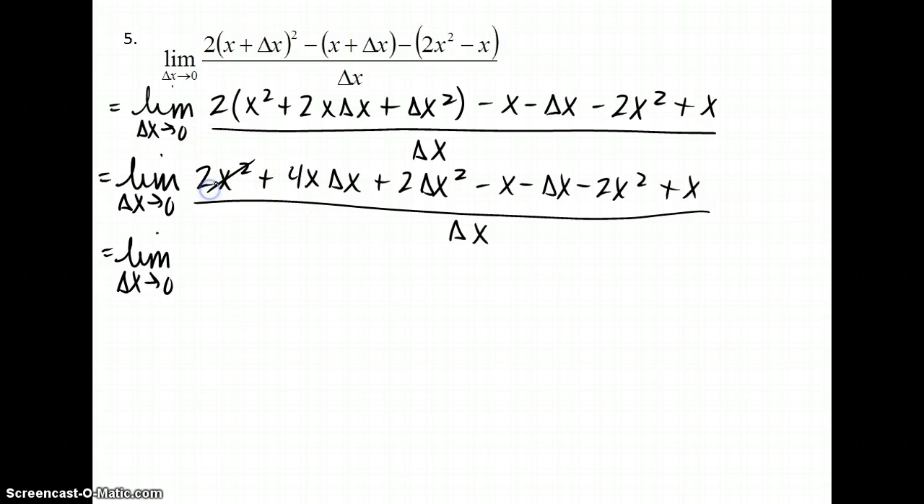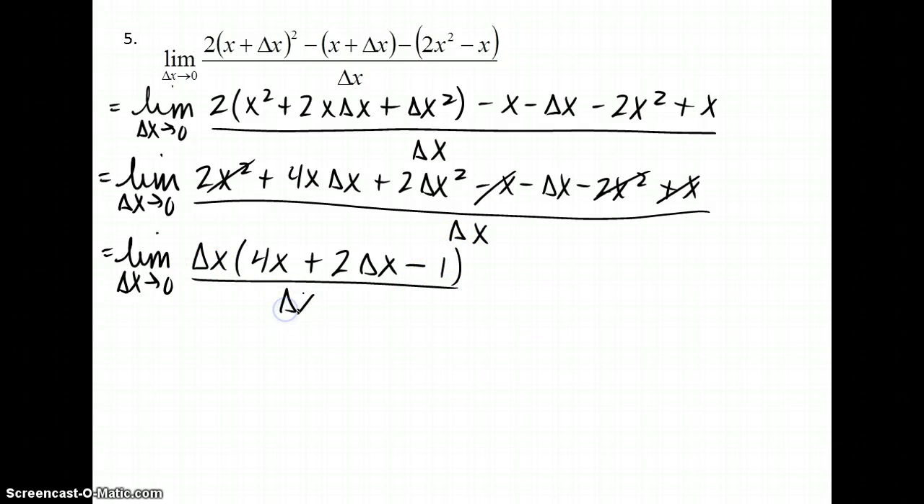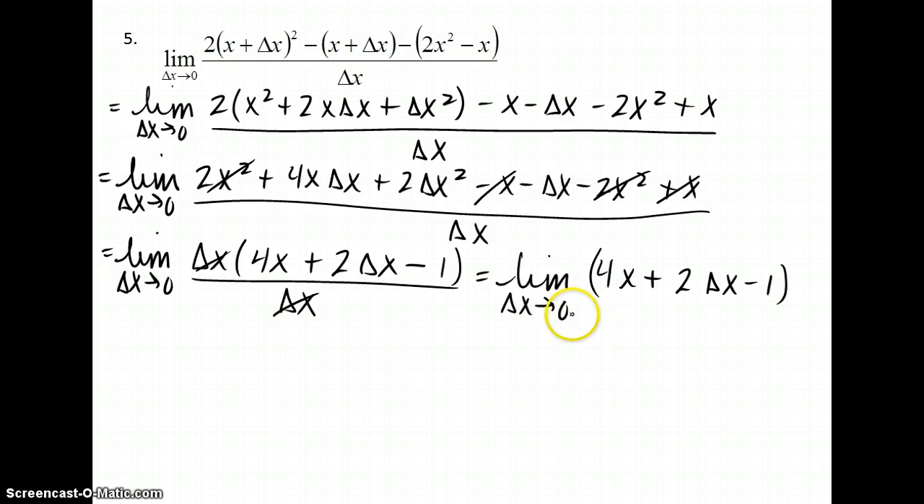Alright, now canceling like terms, 2x squared minus 2x squared, x minus x, and then of the remaining terms, each term has a delta x, so we're going to factor that out. Biggest mistake, delta x divided by delta x is 1, so don't lose that term. The delta x's now cancel. Becomes the limit as delta x approaches 0. Making a direct substitution of 0 in for the delta x, we get the limit to be 4x minus 1, which we now know is the derivative of the function.